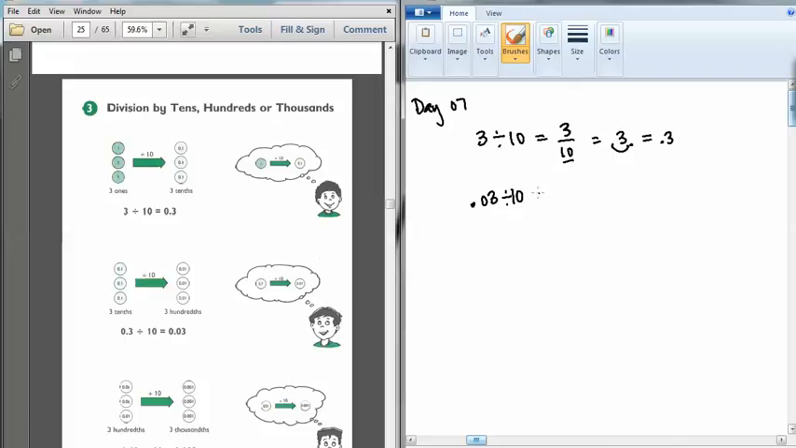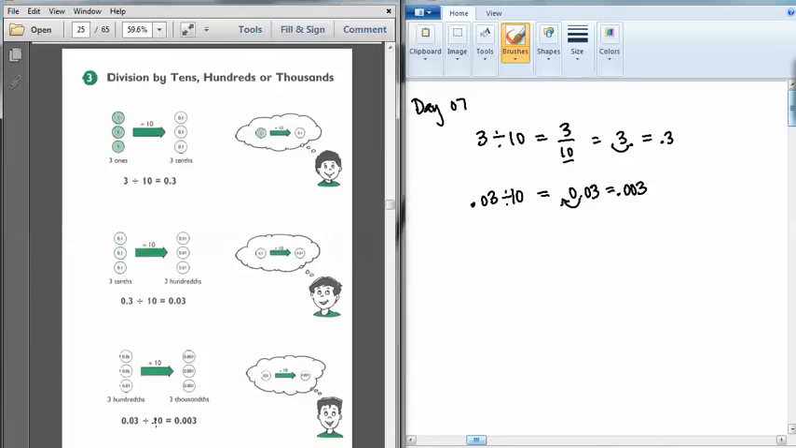Well, 0.03 is also known as 0.03. And if I move to the left one time, then my answer is 0.003. Did I do that right? Oh, oops. I think I did this problem down here. 0.03 divided by 10 is 0.003. 0.3 divided by 10 is the same as 0.03 because I moved it to the left one time.